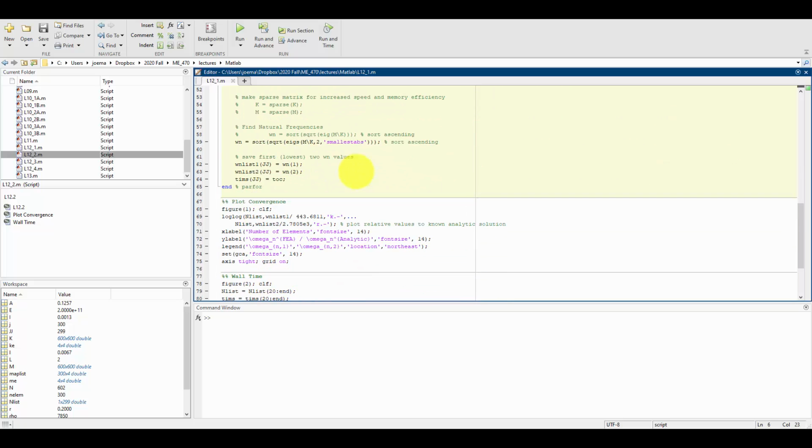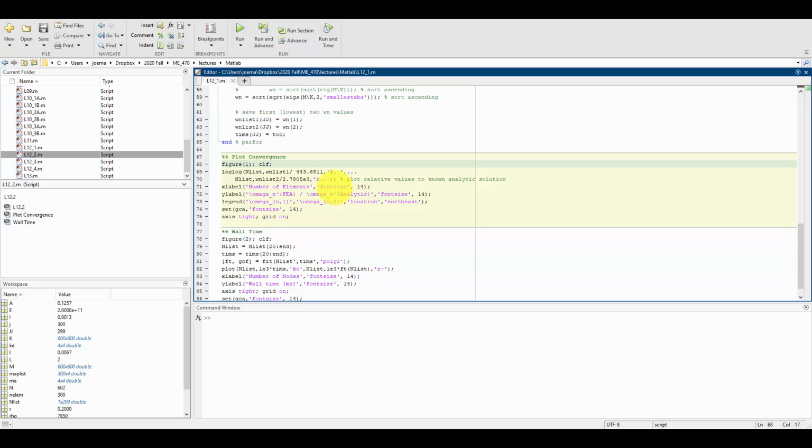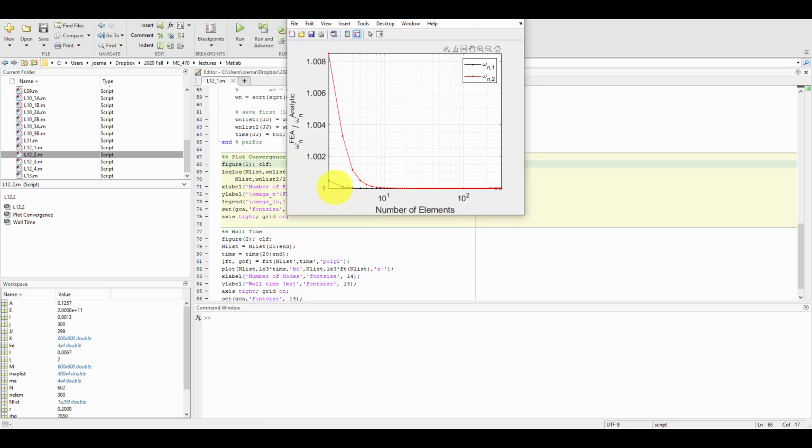Right, so it's completely run. So let's look at the convergence of these two natural frequencies. We see that omega 1, the black line, and omega 2, the red line, are both flattening out here. Now again, this is an example where we already knew what the first two, or all the natural frequencies, should be because we were able to solve this analytically.